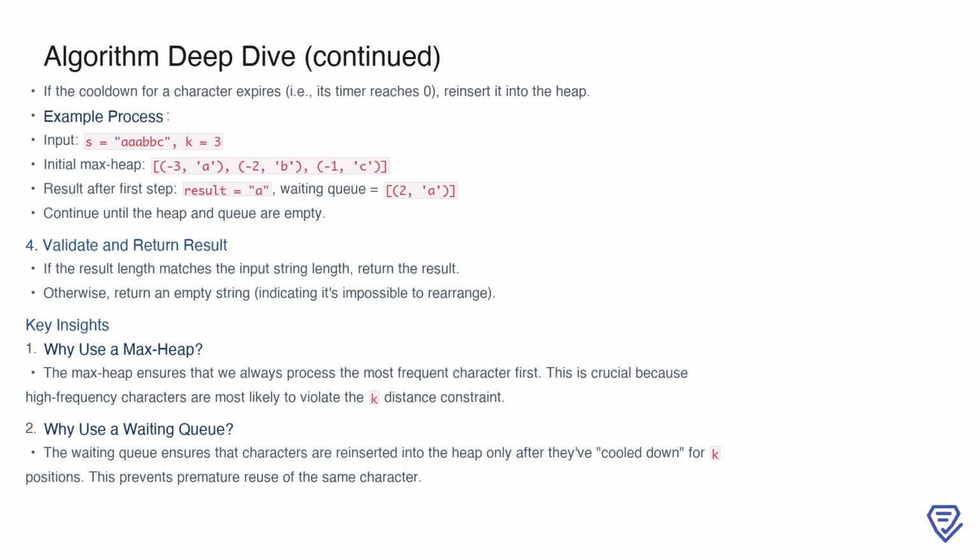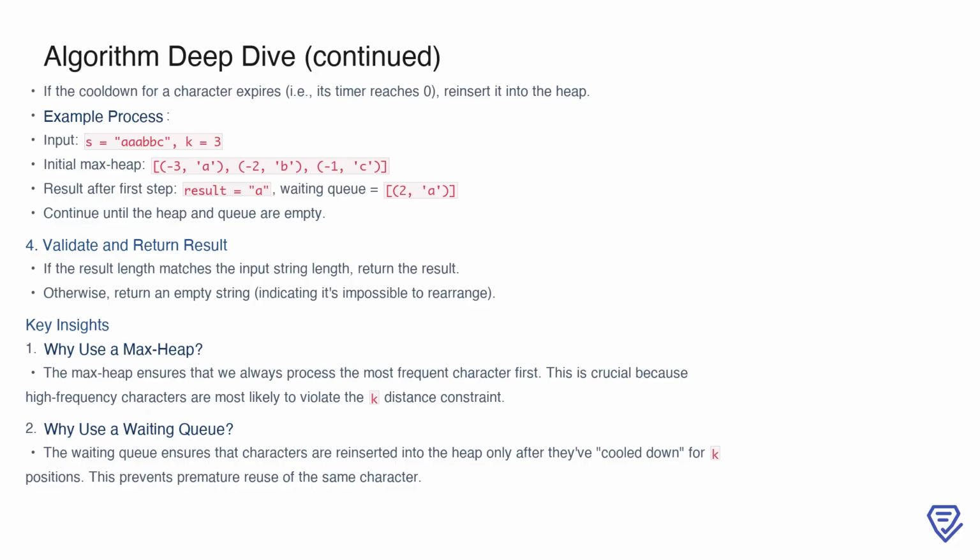Here's an example to illustrate the process. For the input s equals "aapp" with k equals 3, the initial max heap is (-3, a), (-2, b), (-1, c). The result starts empty, and the waiting queue is also empty. First, we pop a from the heap, append it to the result, and add it to the waiting queue with a cooldown. The result becomes a, and the waiting queue holds a with its updated count.